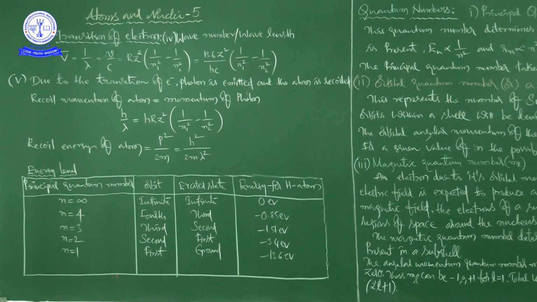And when the principal quantum number n is equal to 1, the orbit is first, the excited state is the ground state, and the energy for hydrogen atom is minus 13.6 electron volt, okay. The last one we come across many times, where n is equal to 1, the orbit is first, the state is ground state, and the energy for hydrogen atom is minus 13.6 electron volt.